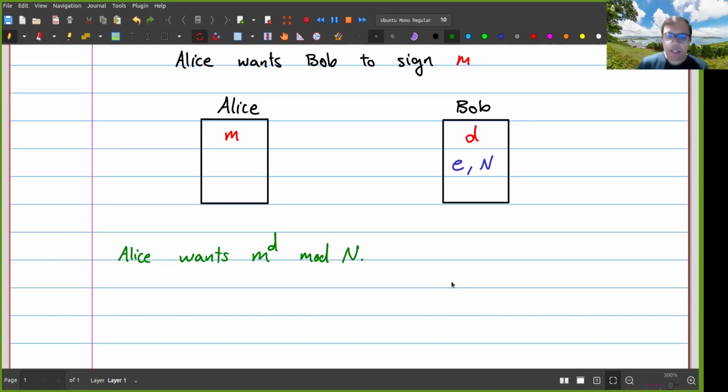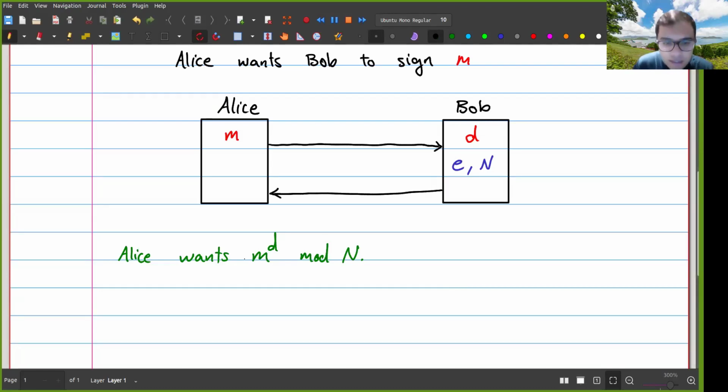Okay, this is the weird thing. I want Alice to send a bunch of messages to Bob, and then I want Bob to reply to Alice, and then Alice should be able to calculate M to the power of D based on this interaction. Now, Alice cannot just send M to Bob, because if she just sends M to Bob, of course, Bob now knows M.